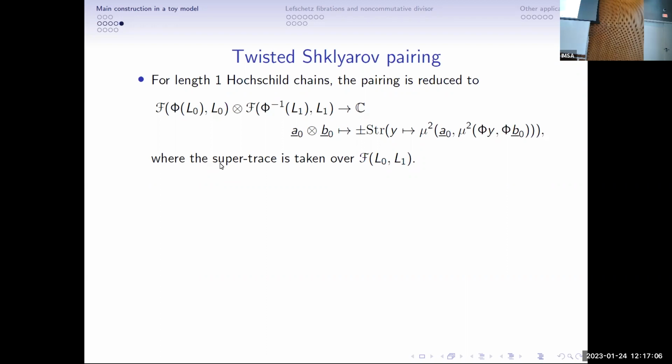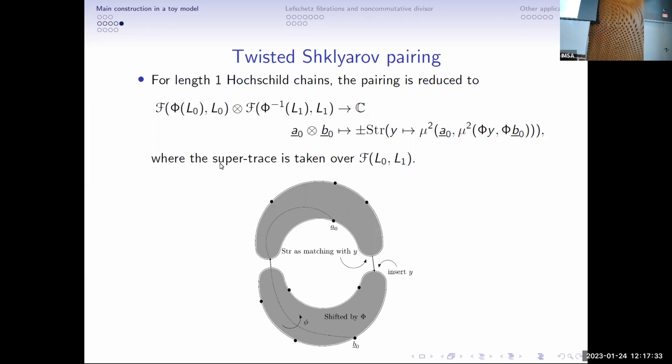This explains the mu2 inside the bracket, and there's a mu2 outside the bracket. So let's take the multiplication of the output of the first multiplication with A0. And you can check that indeed the output sits inside the Hom space from L0 to L1. So this is the formula in the special case.